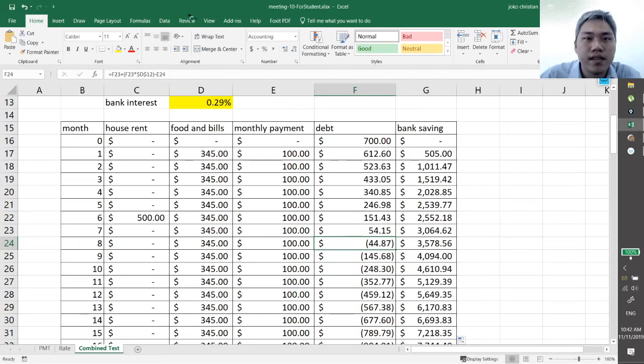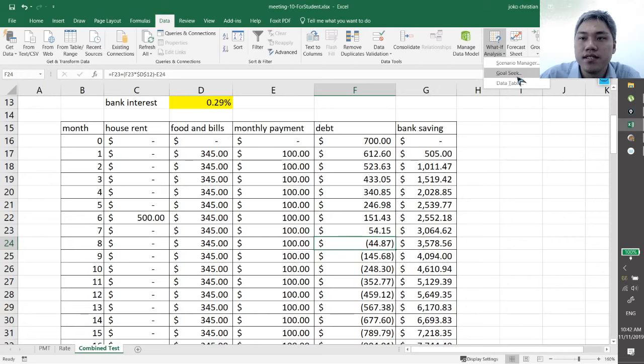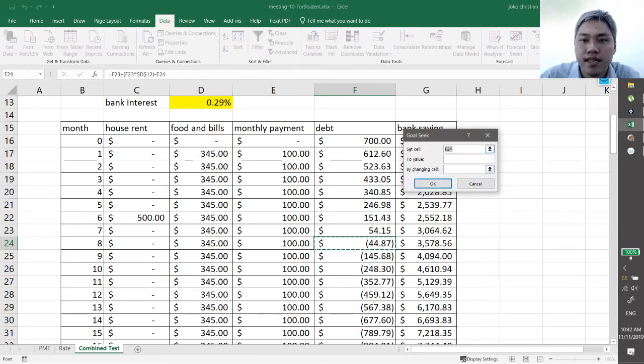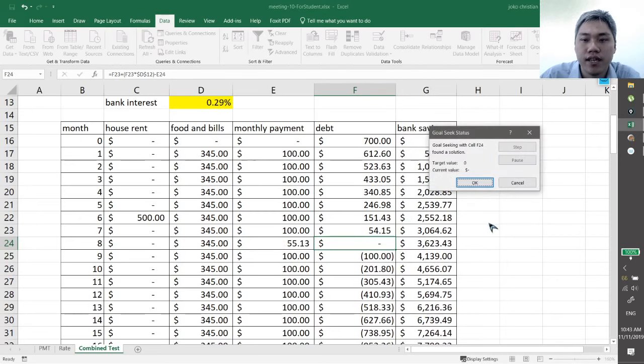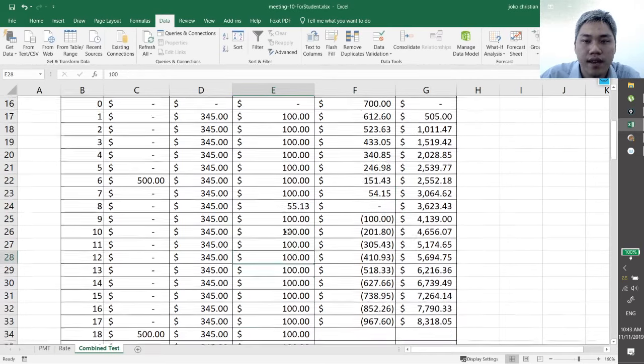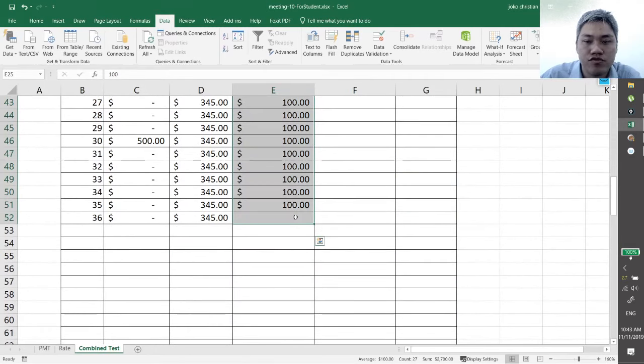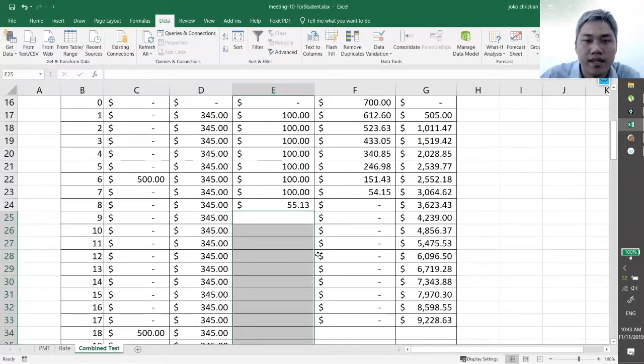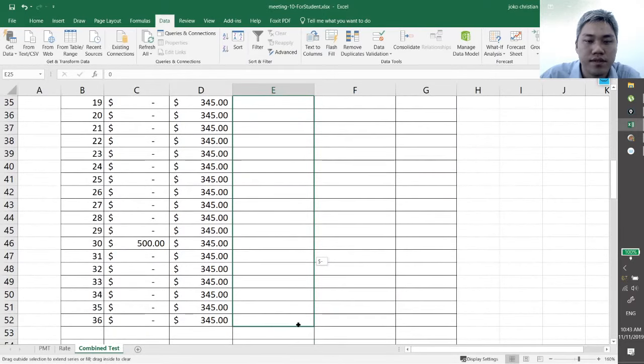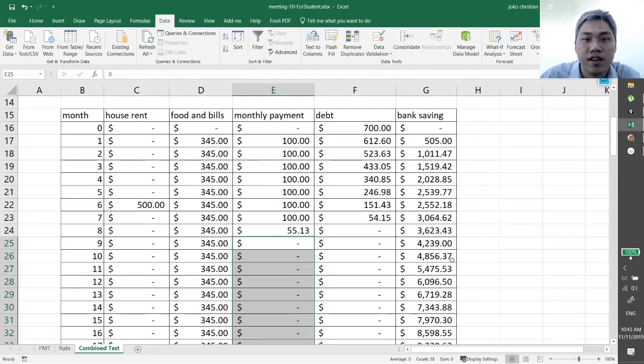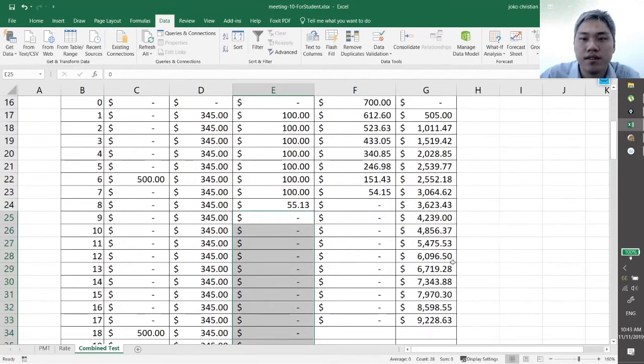So I'll just click the cell, select data, what-if analysis, and goal-seek. Change cell F24, the month where the debt of credit card becomes negative, to 0 by changing the cell of E24. Okay, click OK. Excel recounts it. So the monthly payment in this month is 55. And I'll put the rest to 0. I can delete it, or I can just put 0. There you go. There's no more payment till the end. She did not buy anything again with her credit card.